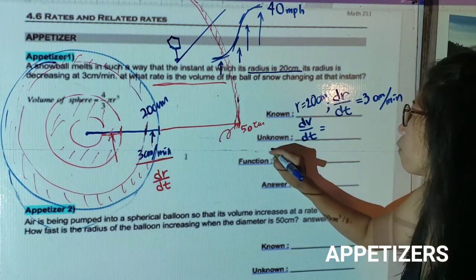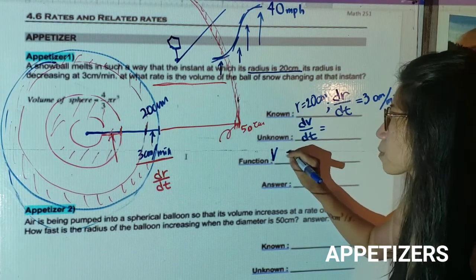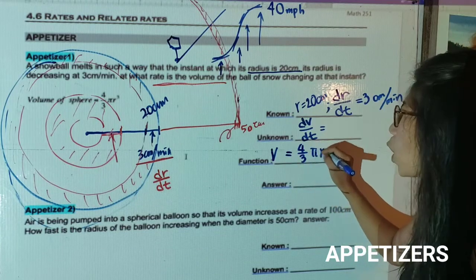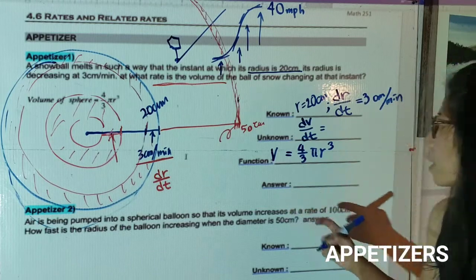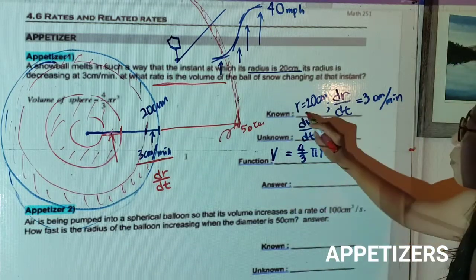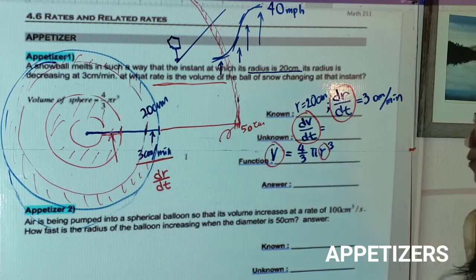So the equation of the volume of a sphere is 4 over 3 pi r cubed. Now, we need to see what I am looking for. Do you see that I'm looking for this, but I have this? What should I do? I can take a derivative, right?